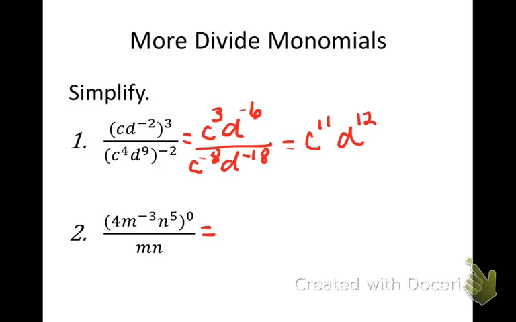Alright, on this one, what's the numerator going to be equal to? Well, remember the rule, anything to the 0 power is equal to 1, so it's 1 over mn, and I'm done. So that was a fairly simple problem there, but test your knowledge of the rule of what something to a 0 power is equal to.